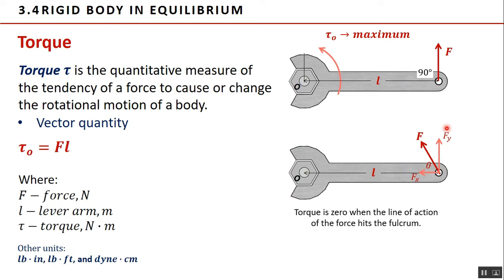In the figure, only the y component Fy acts perpendicular with the lever arm L. The x component of the force causes no torque since the line of action of this component force hits the fulcrum. In this case, torque is expressed as force F, sine of the angle theta, multiplied by the lever arm L, wherein the angle theta is the angle between the force and the lever arm, measured in degrees.